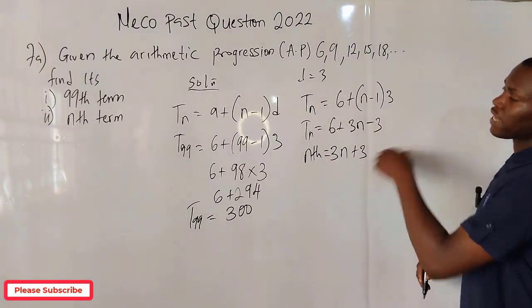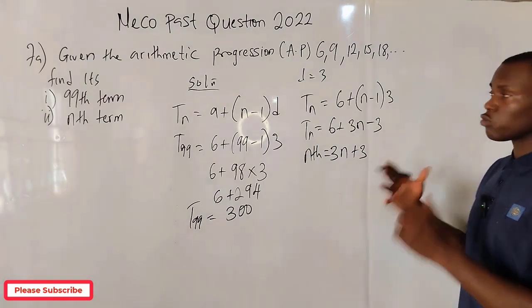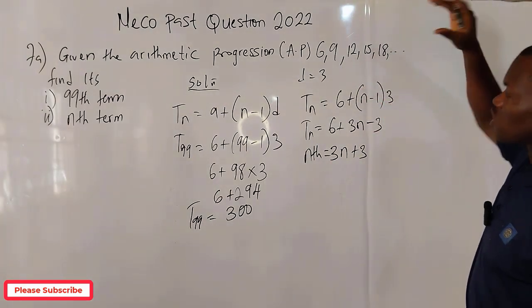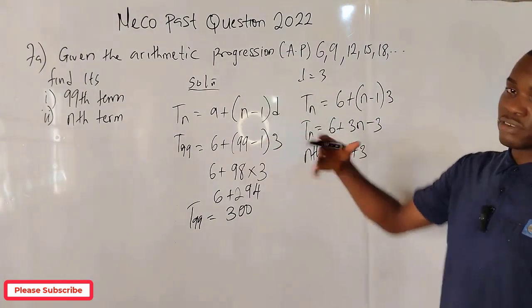So with this formula now, you can get any term of the given sequence, any term of the sequence you are looking for. You can get the 20th term of the sequence using your nth term, or you can use your formula directly and solve it.